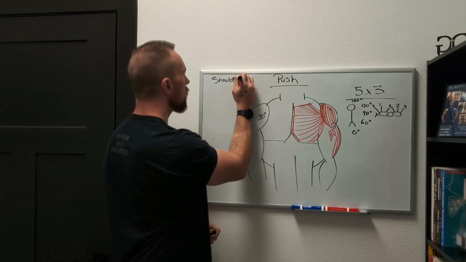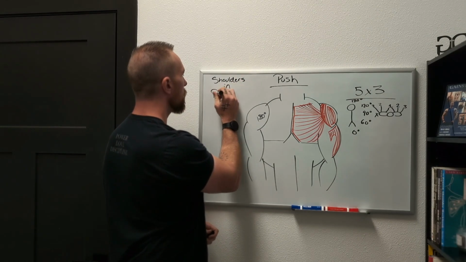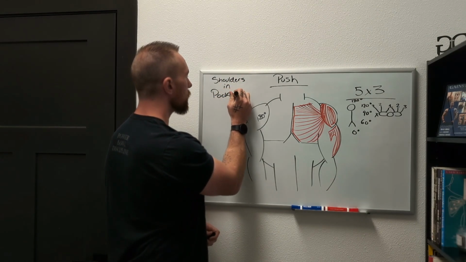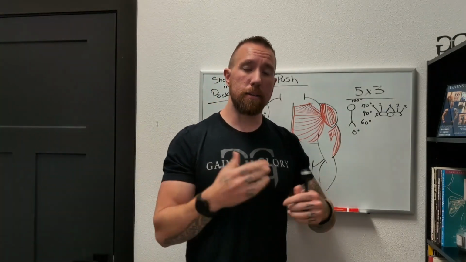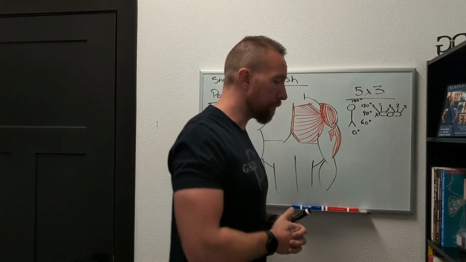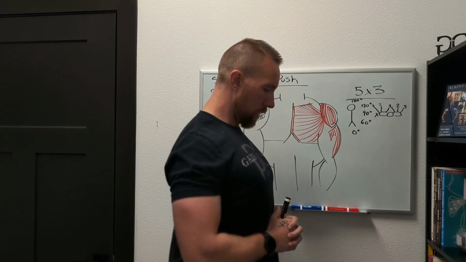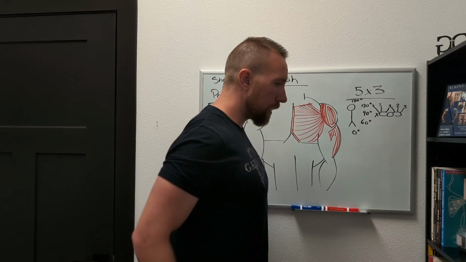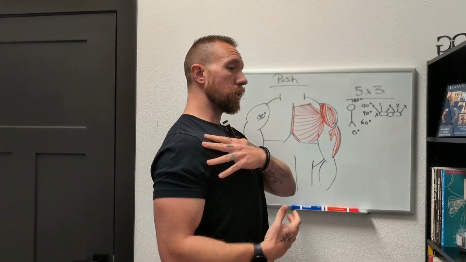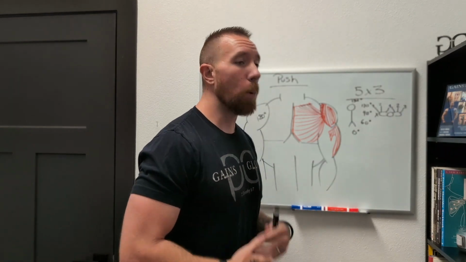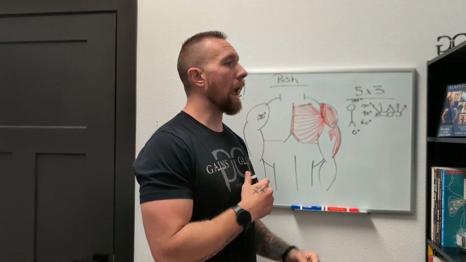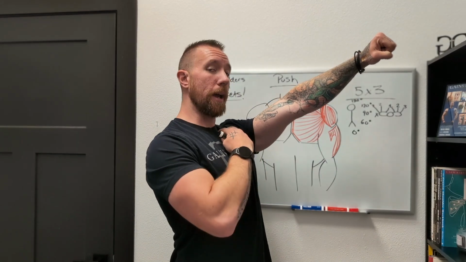Shoulders in pockets. Shoulders in pockets simply states that we want to take our shoulder blades back and down, like we're trying to stick them in our back pockets, in order to properly set the shoulder blade in a correct position to maintain weight. We can see this example play out as I go into this 120 degree angle.